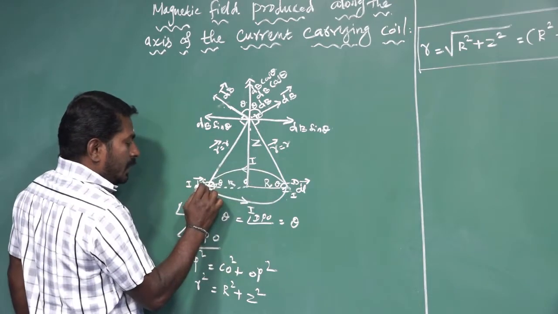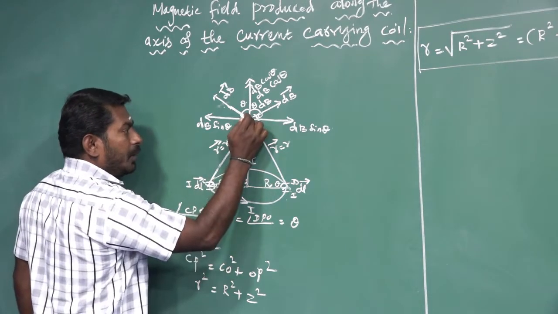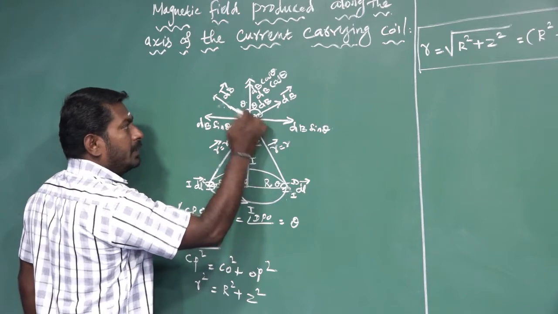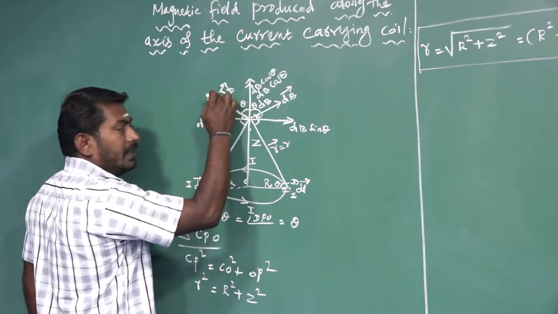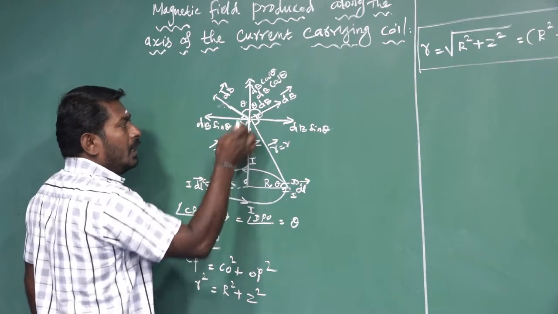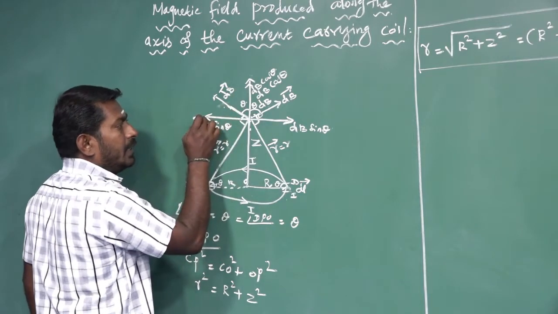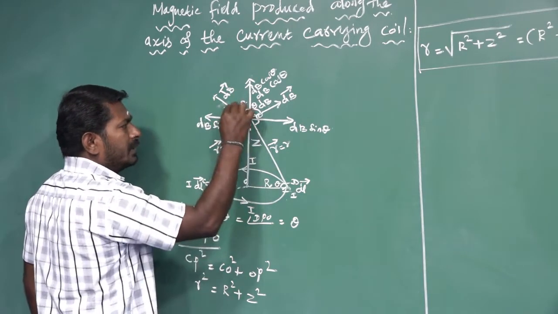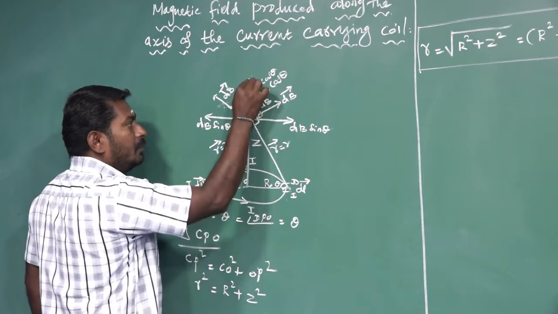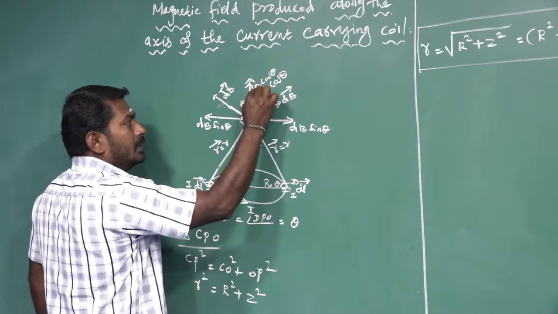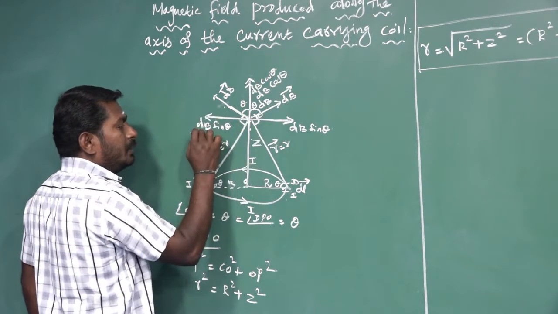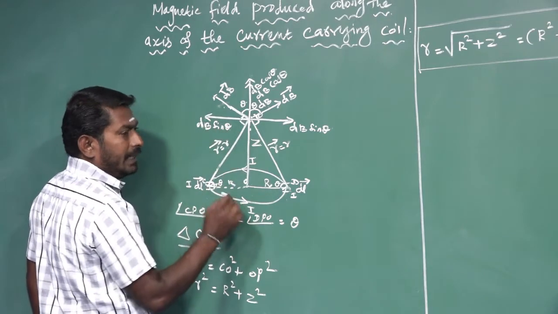So at the C point, the current element produces magnetic induction at this P point, dB vector. This dB vector is essential to resolve into two components. One is the vertical component, another one is the horizontal component. This dB vector makes the theta angle with the vertical component, that is dB cos theta. Another component is the horizontal component, dB sine theta.